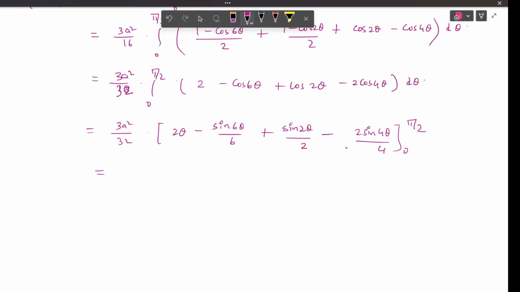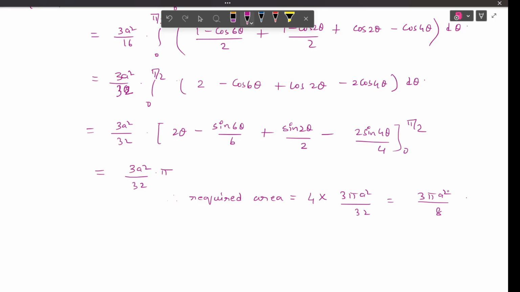And if you put the limits pi by 2, 0: if you put 0, all of the things will be 0. And if you put pi by 2, then you will get the whole value as pi. So this would be 3 square by 32 into pi. So it will be the required area. Required area will be 4 times 3 pi a square by 32. So this would be 3 pi a square by 8. This is the area we need.